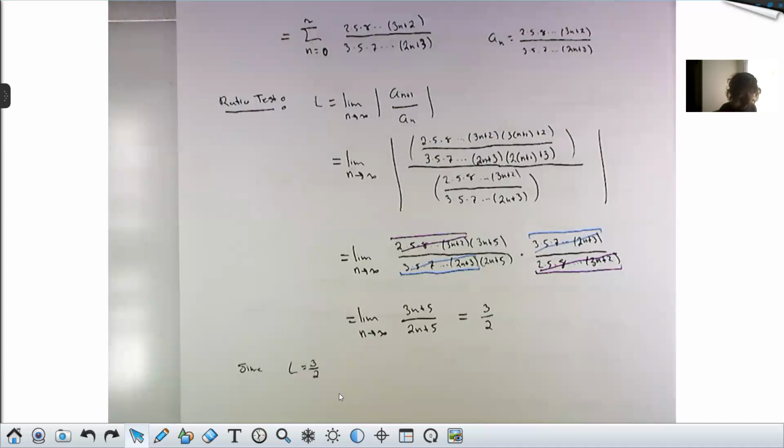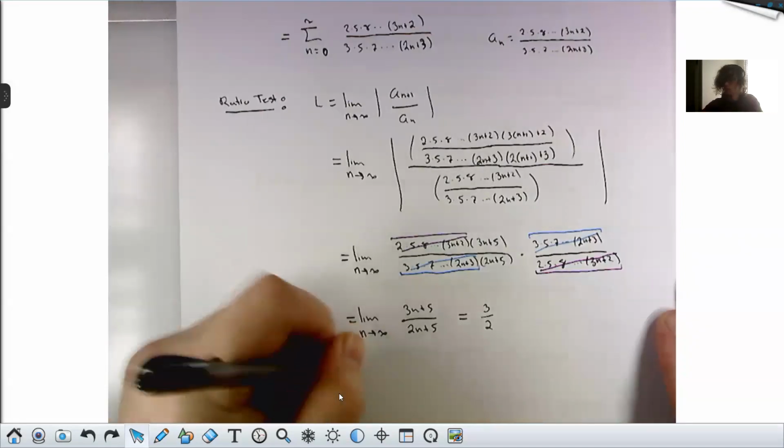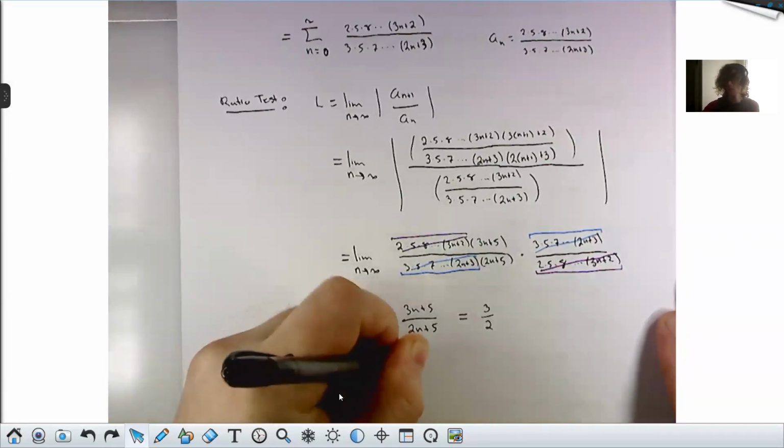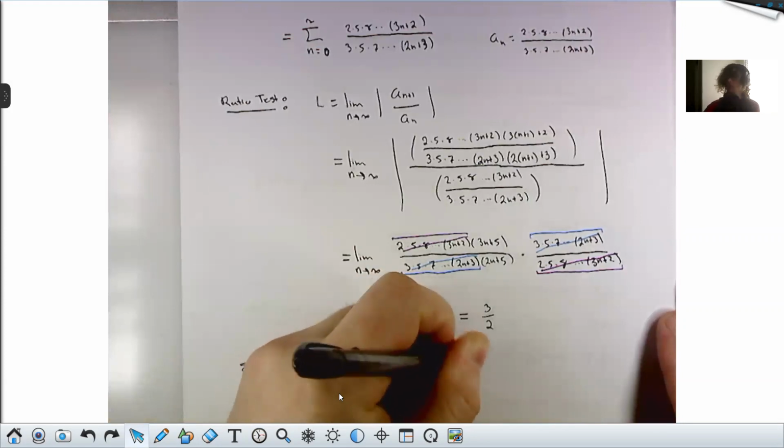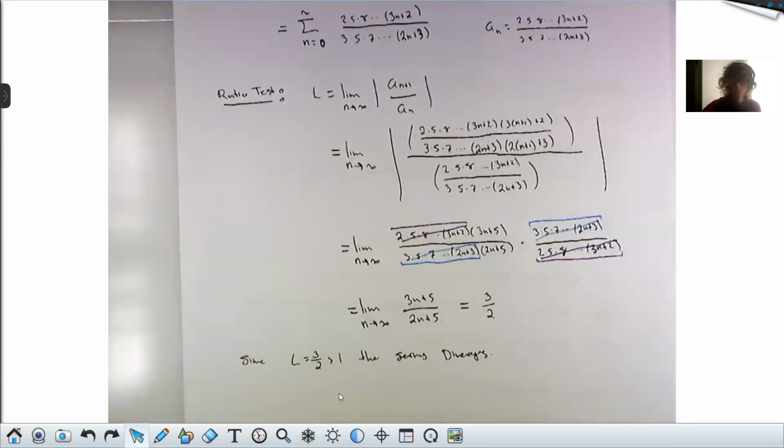How does the ratio test work again? Since it's larger than 1, it diverges, right? Good, yeah, Tyler's got it there. Since L is equal to 3/2, which is bigger than 1, the series diverges. Remember, the ratio test says if L is less than 1, the series converges absolutely. If L is larger than 1, the series diverges. And if L is equal to 1, then the test is inconclusive. So this is a divergent series.